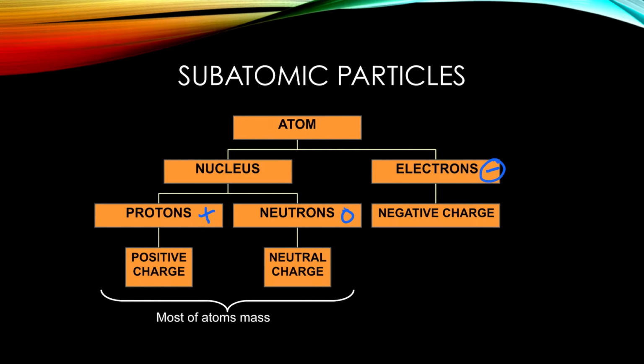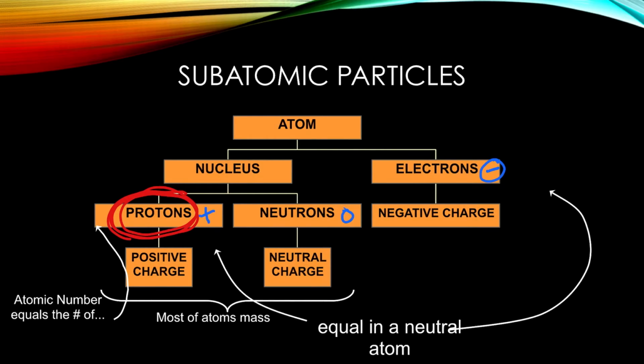Now, in an atom, most of the atom's mass is right here in the protons and neutrons. Like 99.9% of the atom's mass is held within the nucleus. The atomic number equals the number of protons. This is the defining characteristic of an atom. The number of protons is what tells me what atom I'm working with. In a neutral atom, which we're going to be talking about today, the protons with their positive charge equal the electrons with their negative charge.